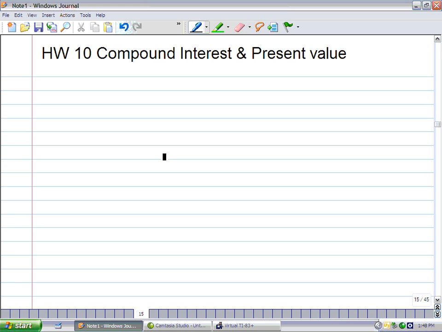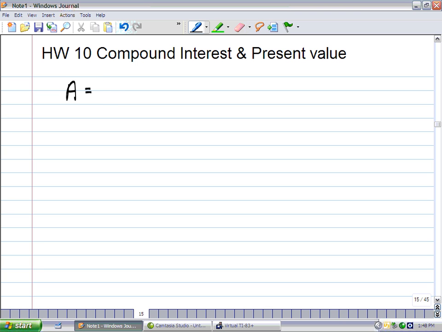Section of Homework 10, we will talk about compound interest. Compound interest is where you get interest on your interest. In the last video, we saw the example with the increase in tuition for 2 years, and the 5% increase was on top of the 5%. That's compound.